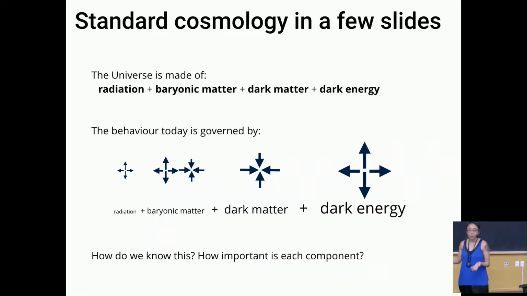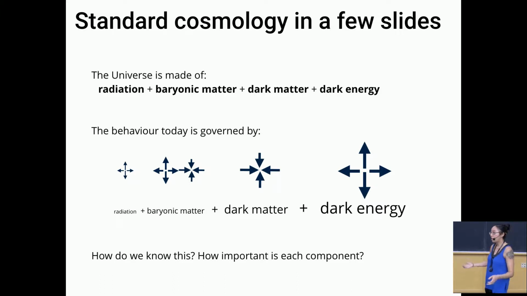So today, this is standard cosmology: the universe is made up of radiation. It's made up of baryonic matter, so the normal matter that we encounter every day. It's made up of dark matter. It's made up of dark energy. The dark matter and the dark energy are still question marks. And the behavior, well, is the universe expanding, contracting, what's going on? The behavior is governed by just the physics.